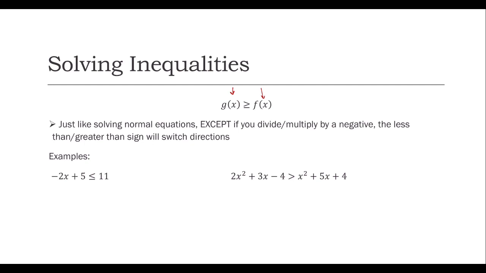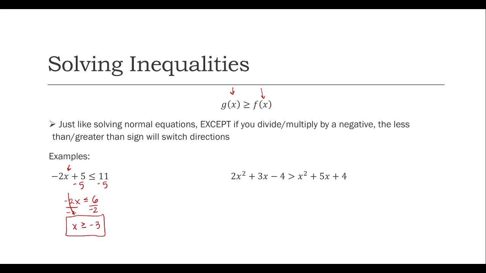So it says negative 2x plus 5 is less than or equal to 11. So we want to solve for x. So we're going to subtract 5 from both sides. So we get negative 2x is less than or equal to 6. And then we're going to divide by negative 2. So when we divide by a negative, we're going to flip our sign. So we get x is greater than or equal to, and then 6 divided by negative 2 gives us negative 3. So there's our solution to the first one.